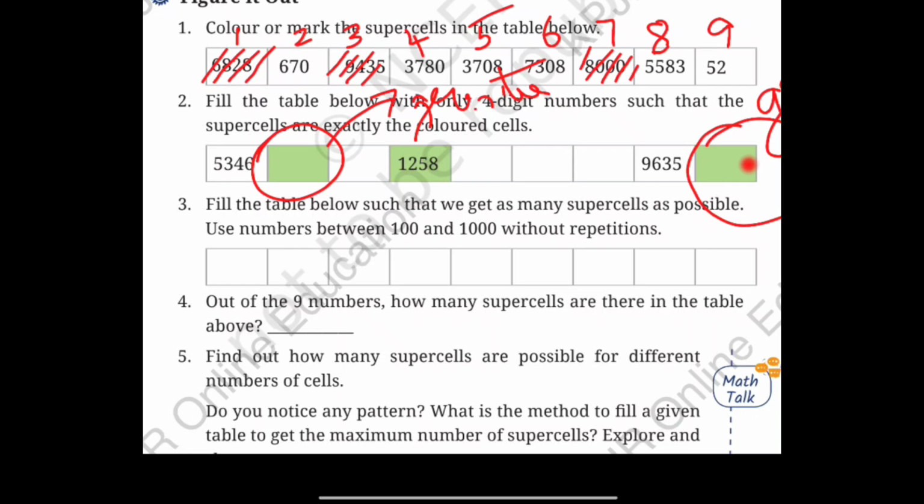So you already know that a supercell is greater than both its neighbors. Supercells are colored here. So the neighboring cells around the colored cell should have smaller numbers. You know all those things. So suppose I give the middle value for this as 6000, because this is a supercell, it should be greater than the next value. Yes.